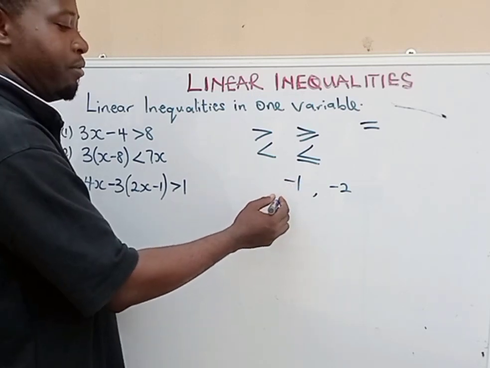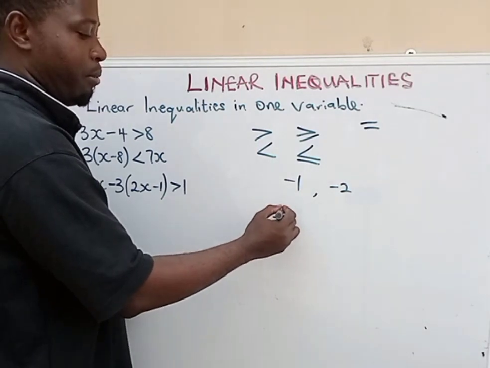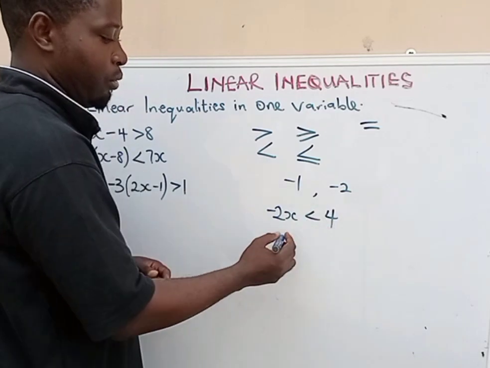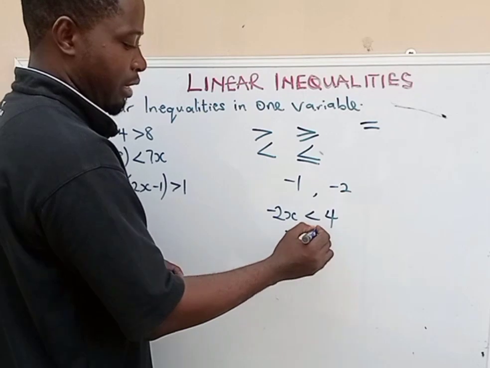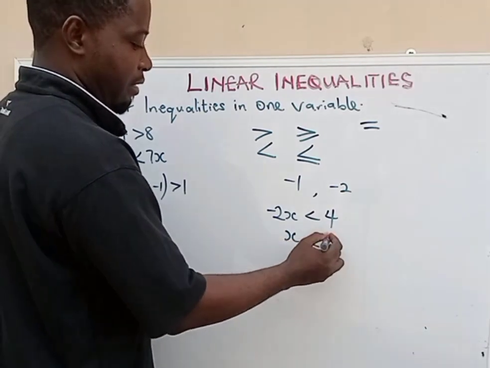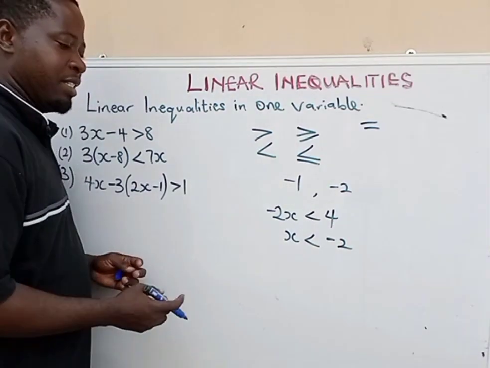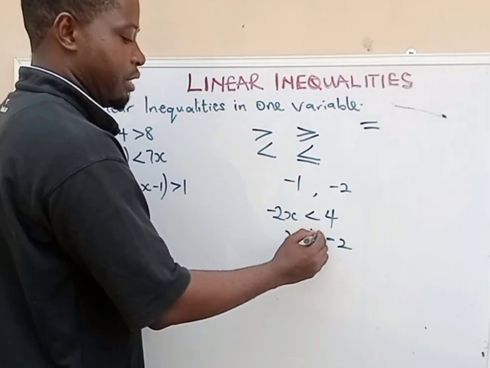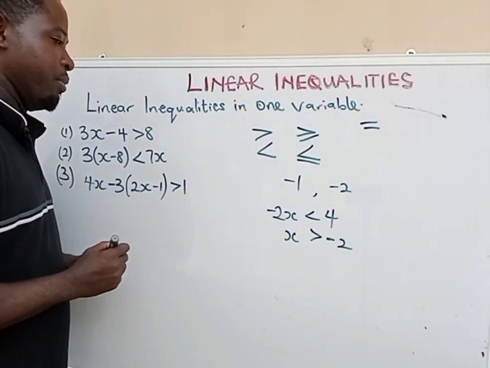So for example now, if you have something like this, -2x less than 4, your final answer should have been x is less than -2. Instead of you writing this, because of the negative sign you used to divide both sides, this sign is going to change to greater than. Okay, so let's take a look at some examples.